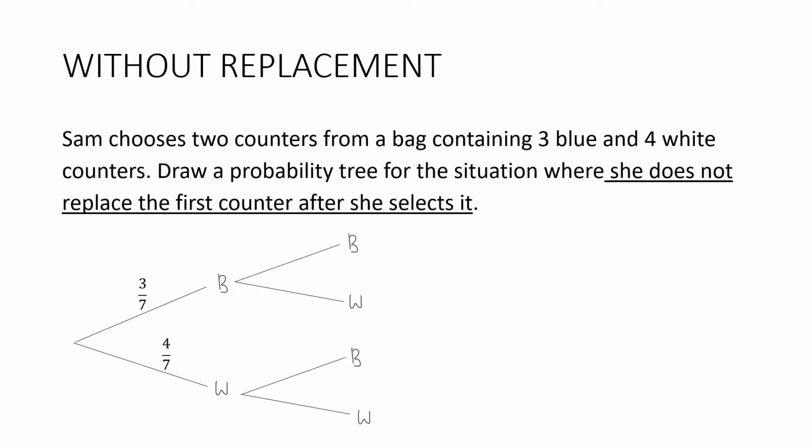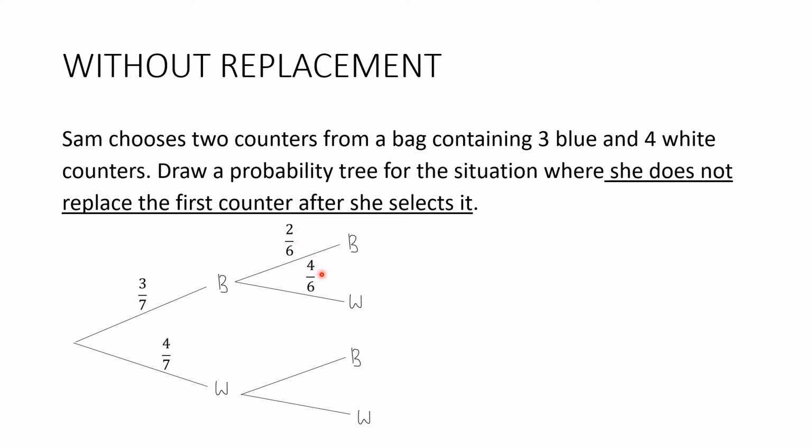So same situation, drawing 2 counters from a bag containing 3 blue and 4 white, but now draw a probability tree for the situation where she does not replace the first counter after she selects it. And what we've got to do to work out these probabilities is have a look at what has happened before that. So in this case here, she's drawn a blue counter, which means that for this arm, there's only 2 blue counters left out of 6. But there's still 4 white counters left. However, there's only 6 altogether. And a quick check, these 2 should add to 1.